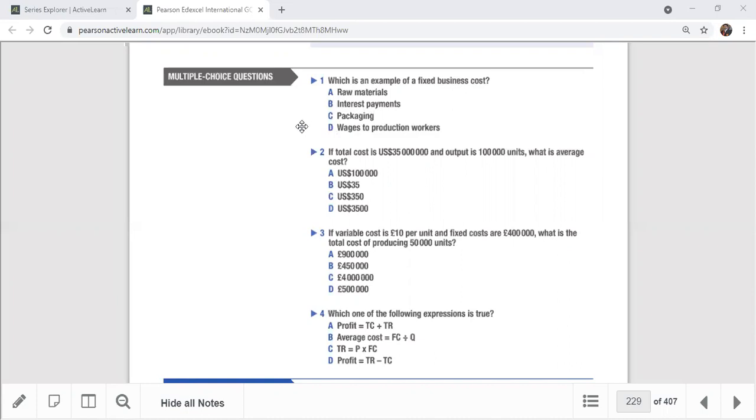Okay. The second question I'm asking is Saranya. If total cost is 35 million and output is 100,000 units, what is the average cost? Total cost 35 million. Output is 100,000. What is the average cost?